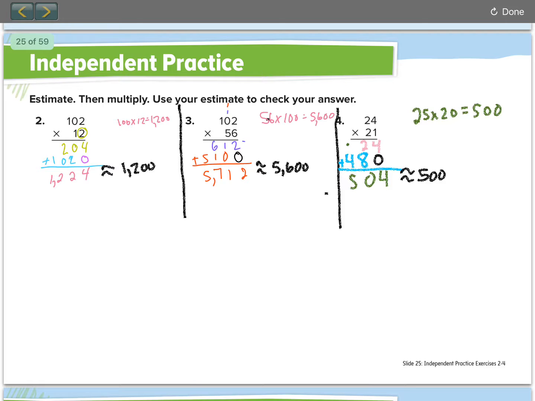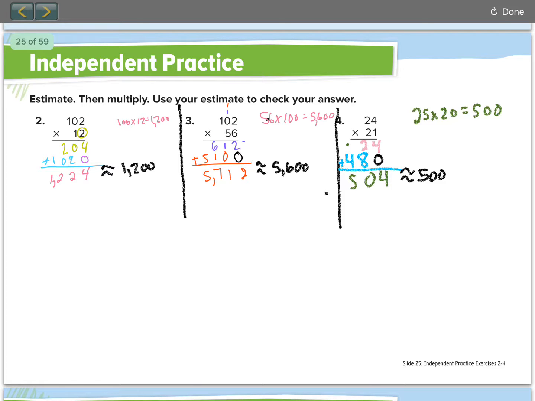In number 1, I'm multiplying 102 times 12. I estimate 100 times 12, which is 1,200. I start in my ones column, which has a 2 in it, and I'm going to multiply 2 times 102. So 2 times 2 is 4. I move to the next column. 2 times 0 is 0. And then finally, I'm going to multiply that 2 by the hundreds column. 2 times 1 is 2. So my first line has 204 on it.